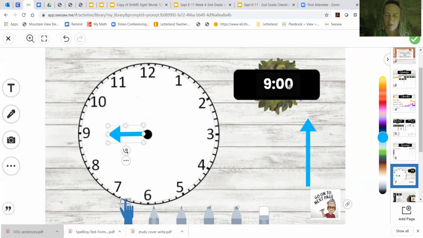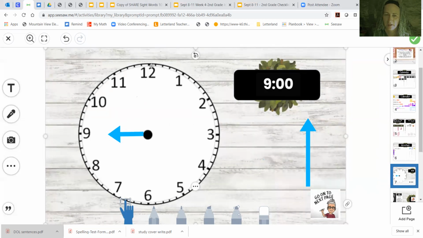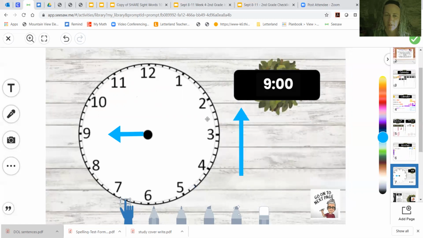Now with o'clock, I don't see any double zeros here. So what do I use for that? Well, we know that is at 12. It's the starting point for a new hour. And so this represents the 0, 0 for o'clock. So we have 9 o'clock.